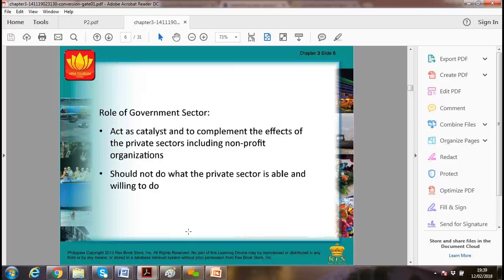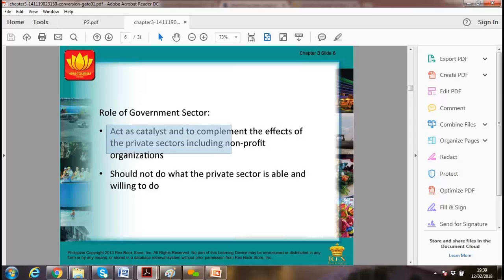In different projects, of course we can criticize some private companies, as they are more focused on their own interest instead of the welfare of the public. But ultimately, of course, they are looking at what they spend and what they get out of it from an investor point of view. So the role of the government is to act as a catalyst, because they can monitor and complement the effect of the private sector, including non-profit organizations, and should not do what the private sector is willing to do.